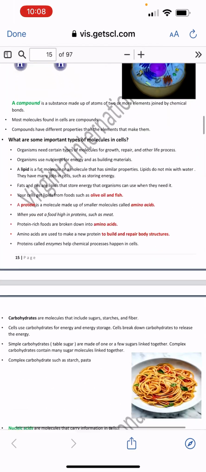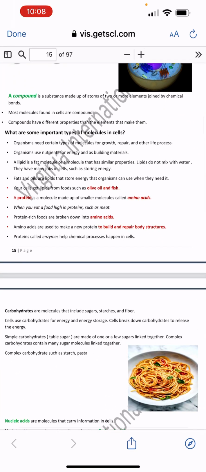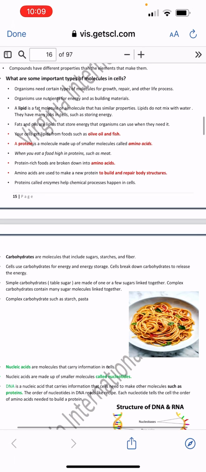Okay, so let's start with the four important molecules of life. Firstly, the first one is the lipid, the second one is the carbohydrate, the third one is the protein, and finally the nucleic acid. So let's say them again. We have four molecules basically of life: the carbohydrates, the proteins, the lipids, and the nucleic acids. So let's see the importance of each one.